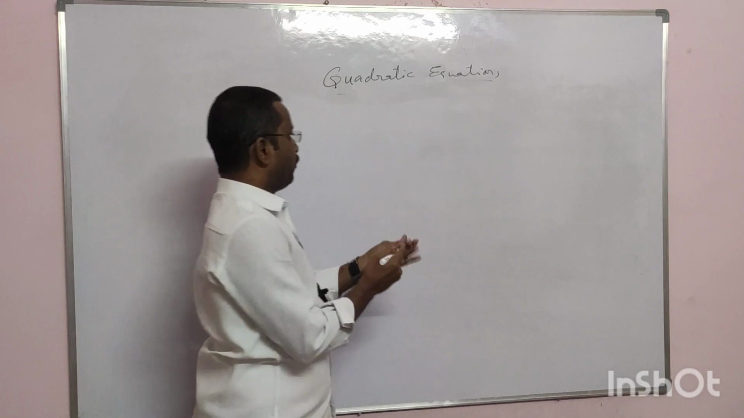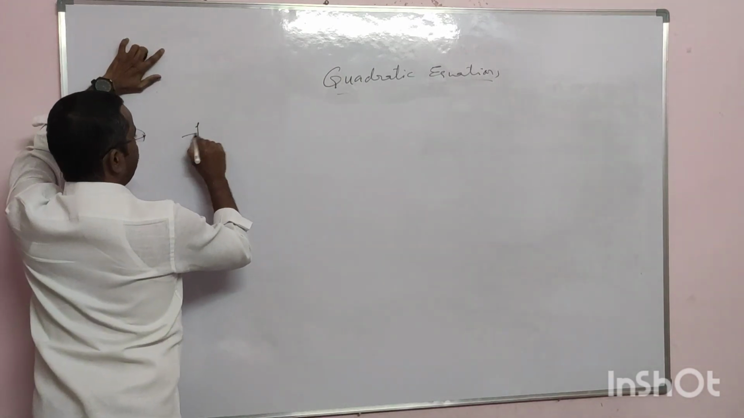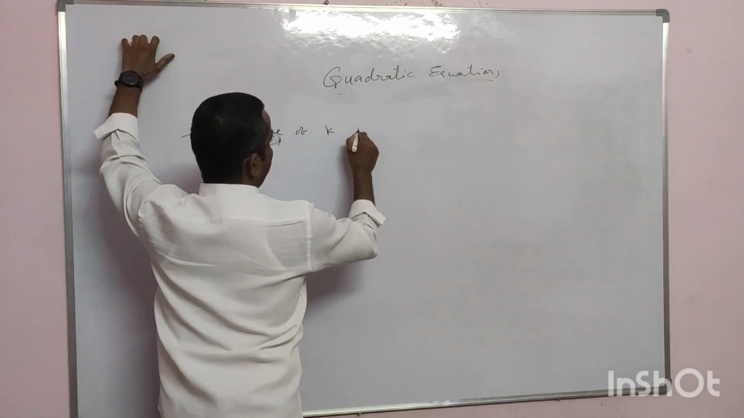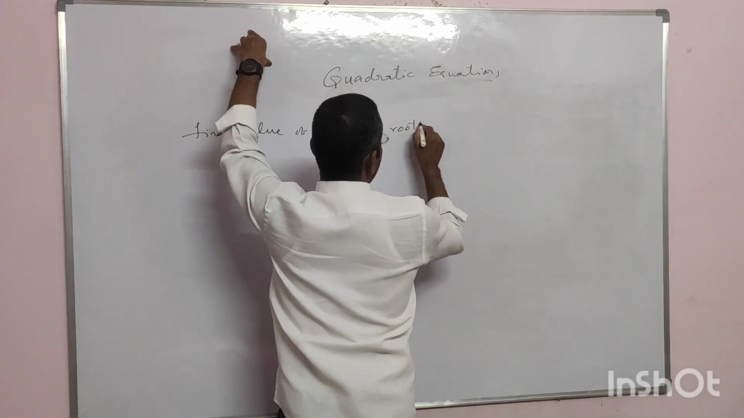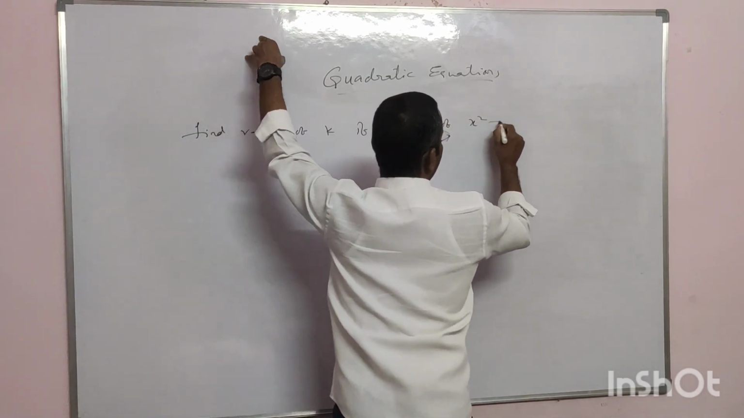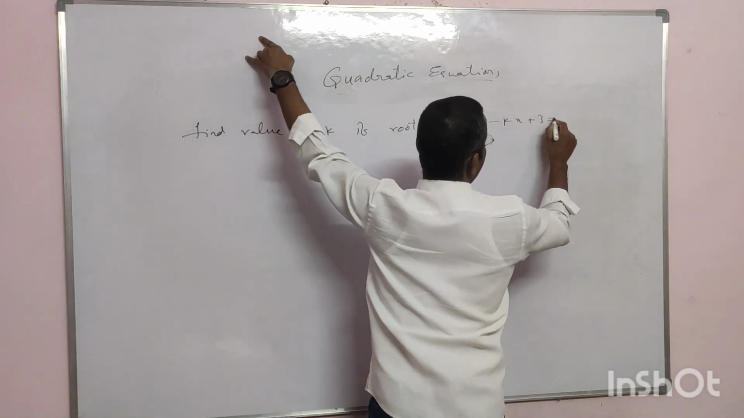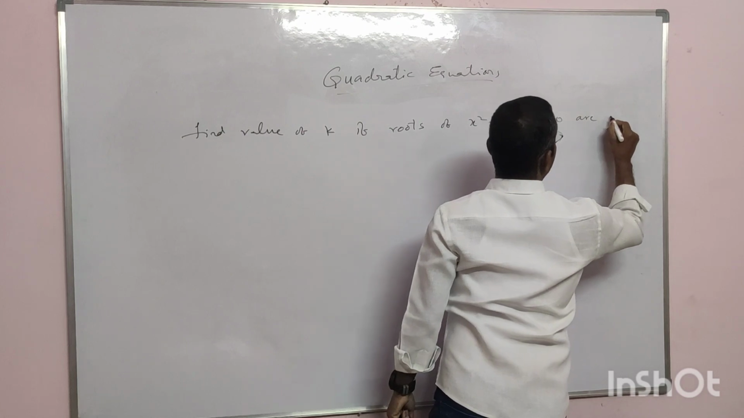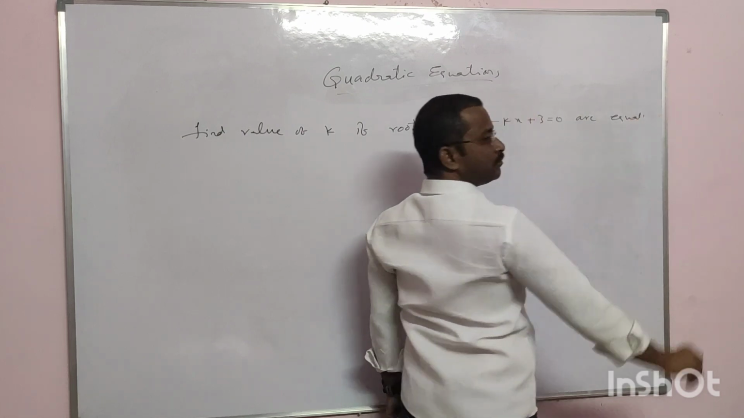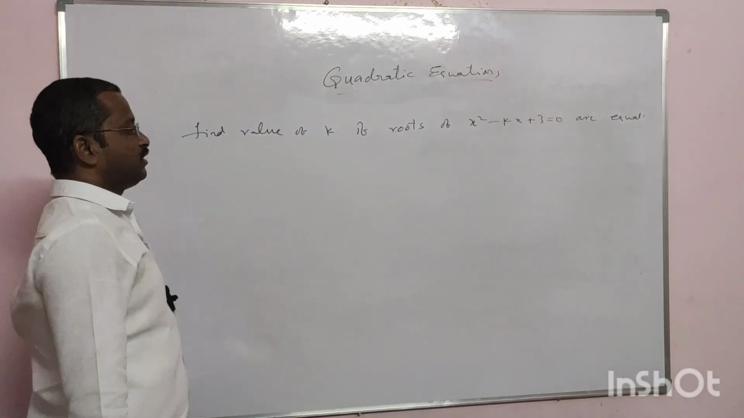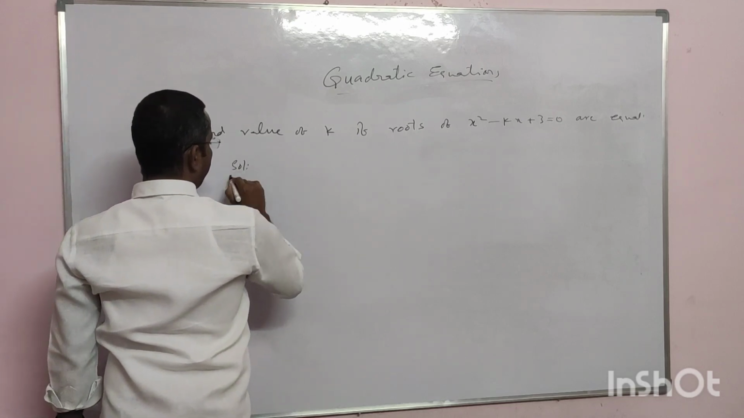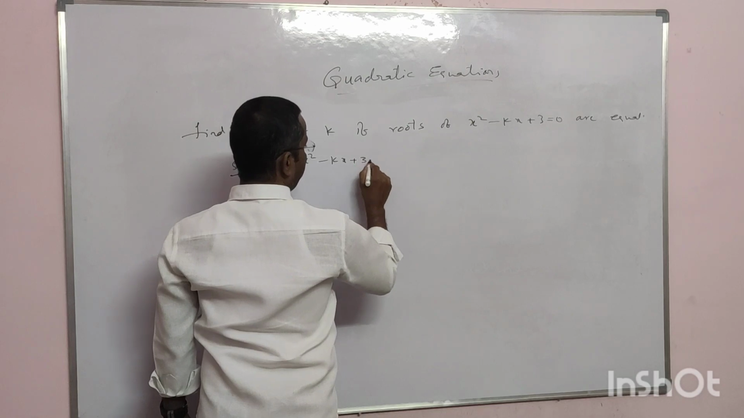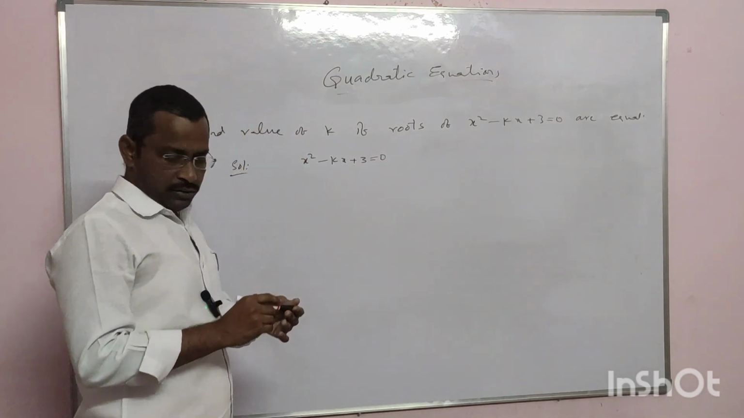And one more important method. Find the value of k if roots of x squared minus kx plus 3 is equal to 0 are equal. This is the condition. They ask this type of question a lot. What do we do in the solution? First take what is given: x squared minus kx plus 3 is equal to 0.